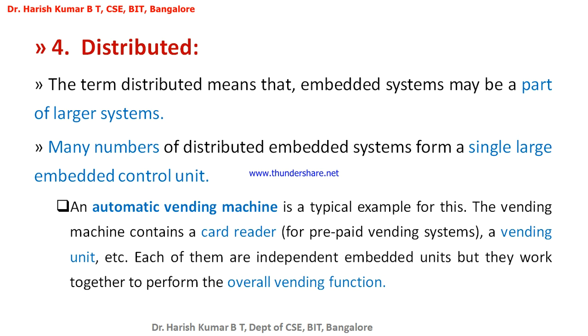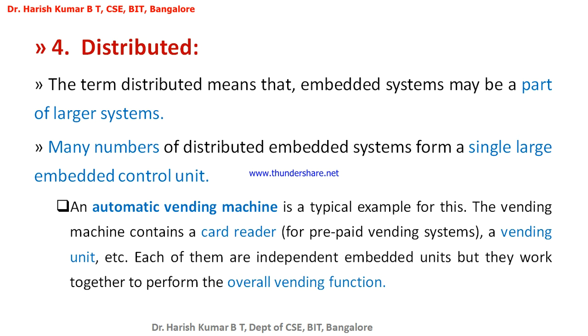Now for example, a mini automatic vending machine, a chocolate vending machine or a coffee vending machine. It is the best example, because this automatic vending machine is a collection or integration of many such distributed embedded systems. Inside it has a card reader, which is again an embedded system, and then there is a vending unit, which itself is another embedded system.